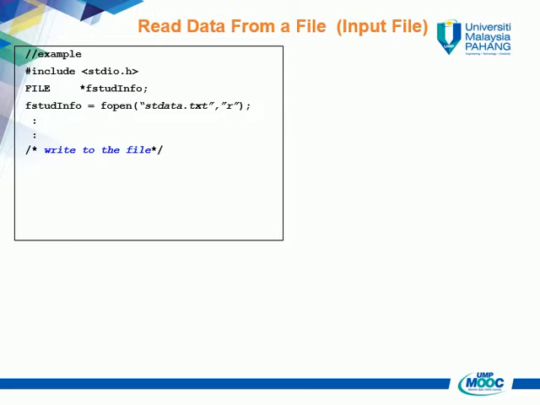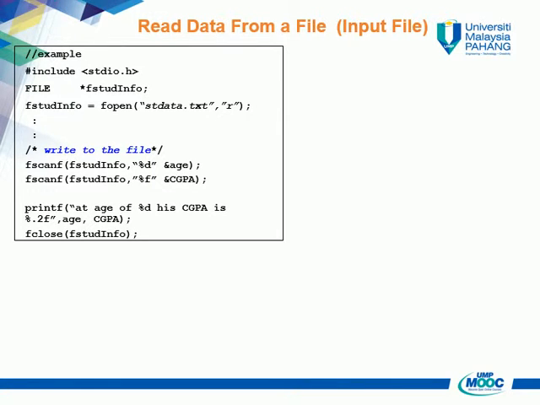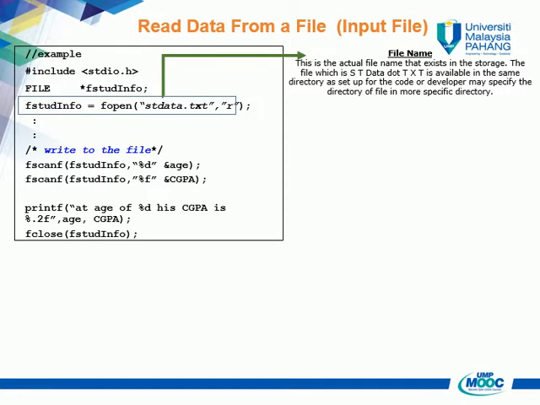This subchapter is for reading data from an input file. This is a simple C program as an example for this input file operation. We start with the fopen statement to open an input file. First, the file name. This is the actual file name that exists in the storage. The file, which is saintdata.txt, is available in the same directory as set up for the code, or the developer may specify the directory of the file in a more specific directory.